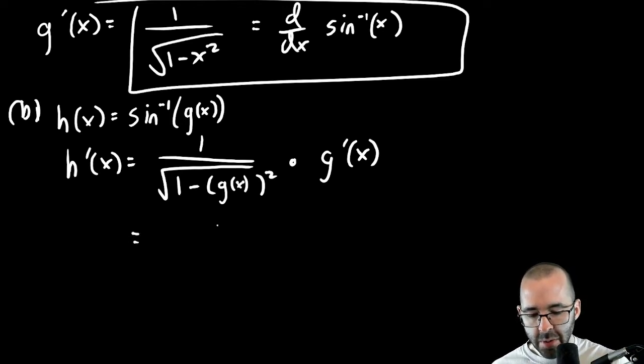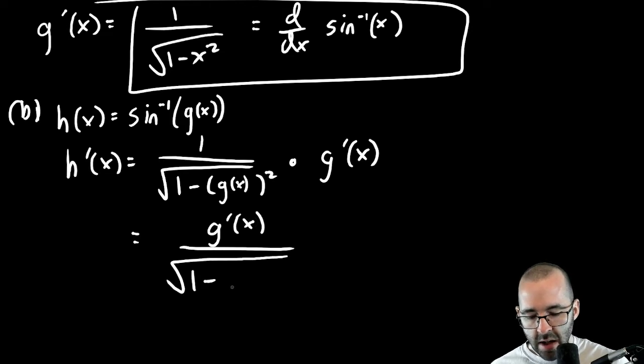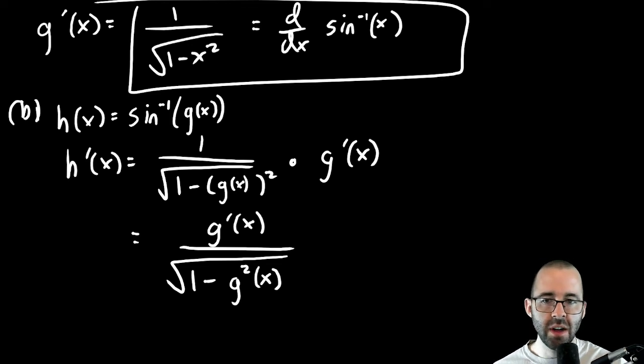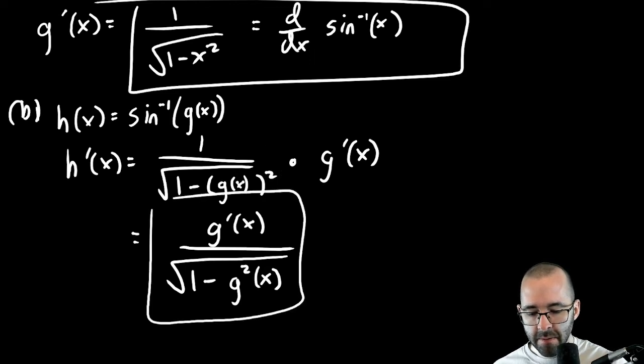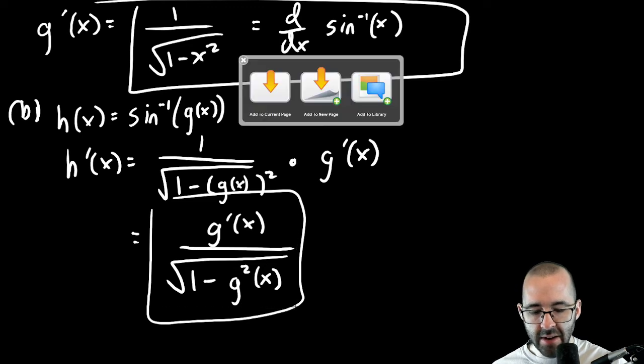We can clean this up a little bit to get g prime of x over the square root of 1 minus g squared. This is optional shorthand. You can leave it in this form if you'd like. That's all it wants you to do for part B. And part C is going to have us use this.